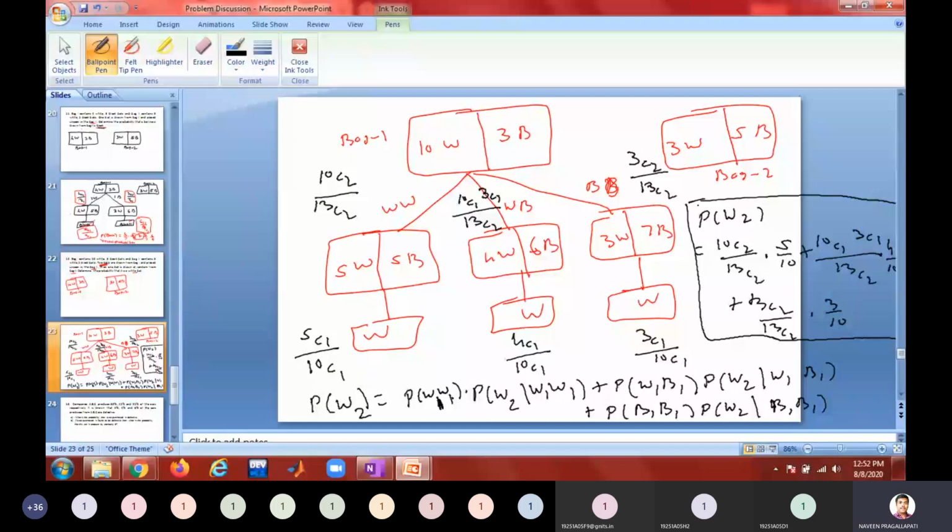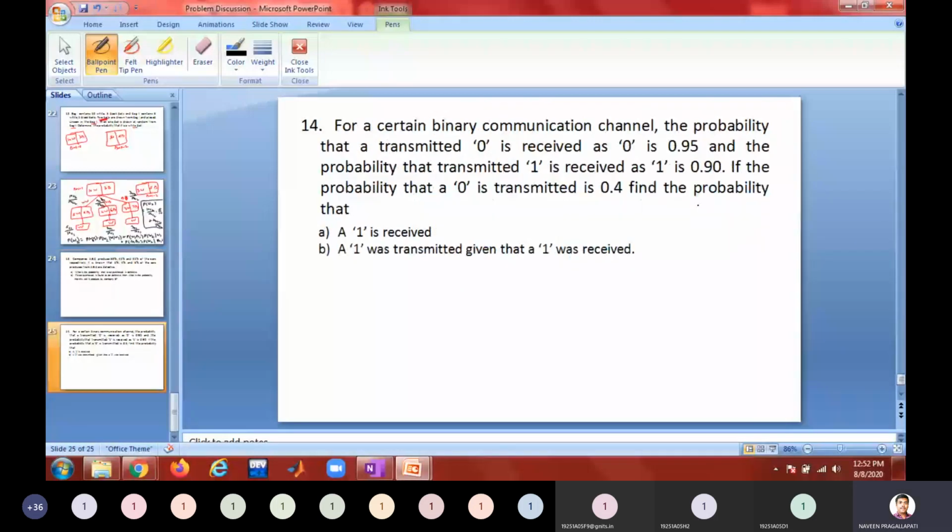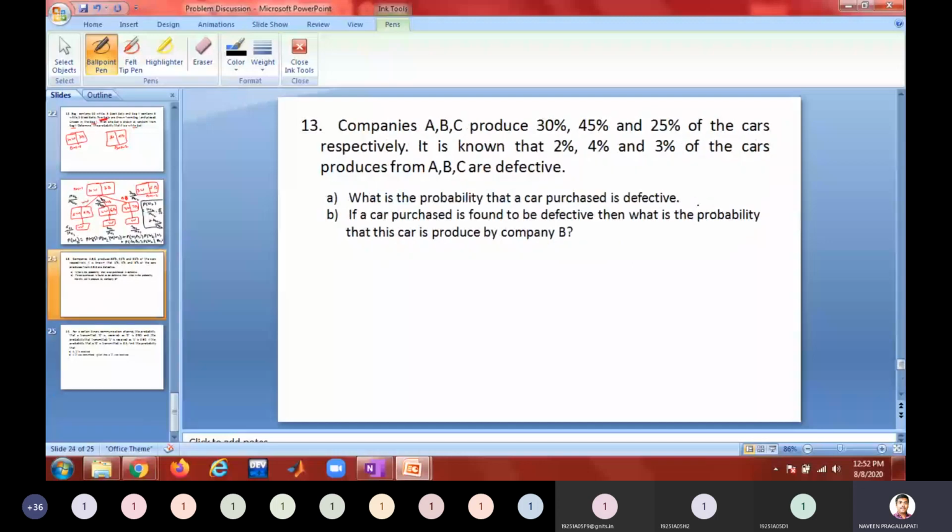Now this problem is interesting. See here. Companies A, B, C produce 30%, 45%, 25% of the cars respectively. It is known that 2%, 4% and 3% of the cars produced from A, B, C are defective. Let us say there are 100 cars. Among 100 cars, 30 cars are produced by company A, 45 cars by company B, 25 cars by company C.